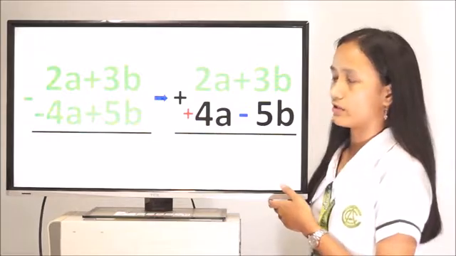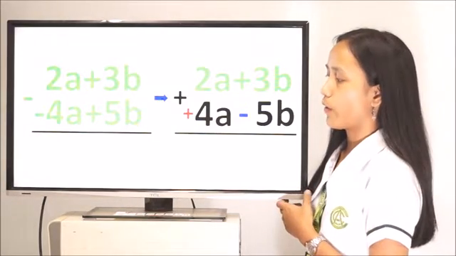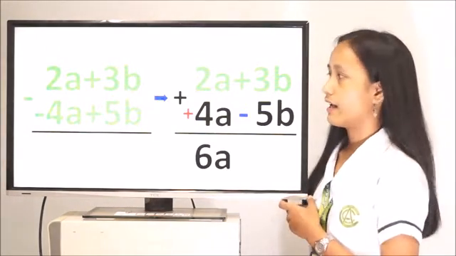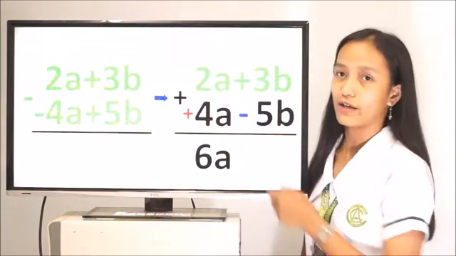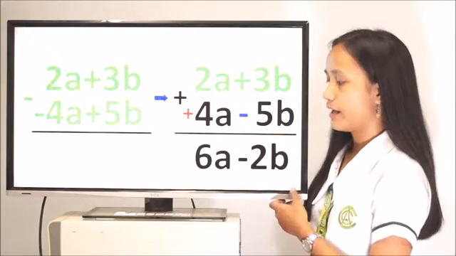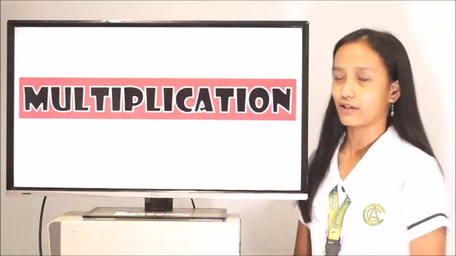Then we proceed to addition. 2a plus 4a is equal to 6a, and 3b plus negative 5b is equal to negative 2b. The final answer is 6a minus 2b.